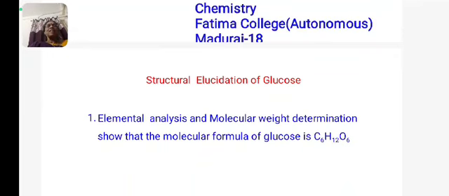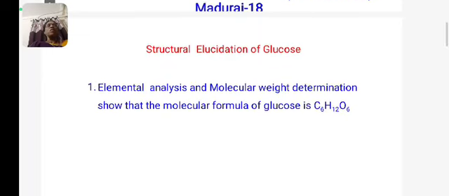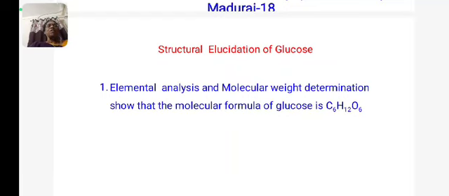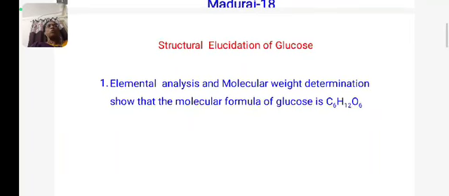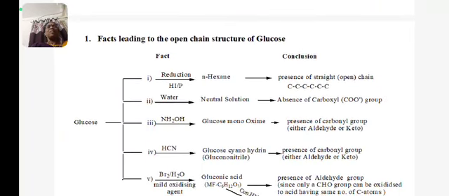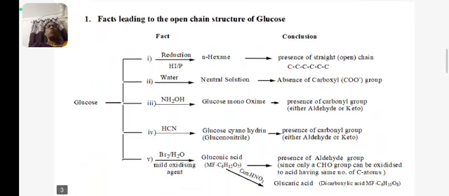From the elemental analysis and molecular weight determination, the molecular formula of glucose is found to be C6H12O6. That is, there are 6 carbon atoms, 12 hydrogen atoms and 6 oxygen atoms. Now we are going to find out how all the 6 carbon atoms are arranged, whether they are arranged linearly or have any branched chain structure, and what functional groups are present in glucose from the 6 oxygen atoms. The following facts lead to the open chain structure of glucose.